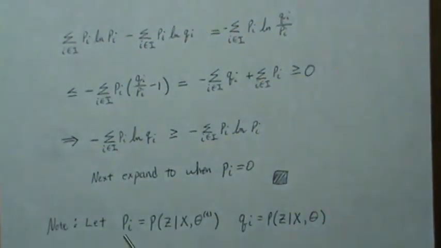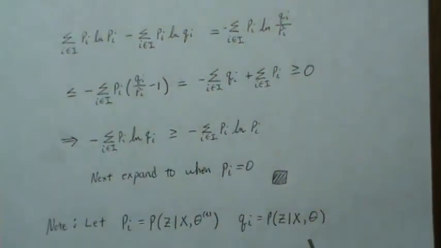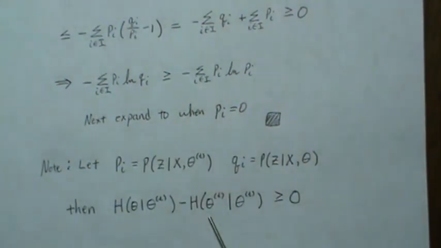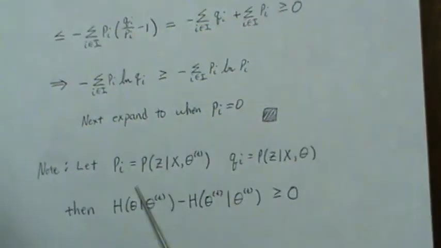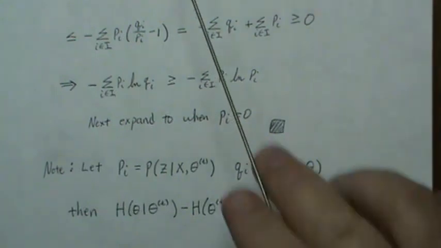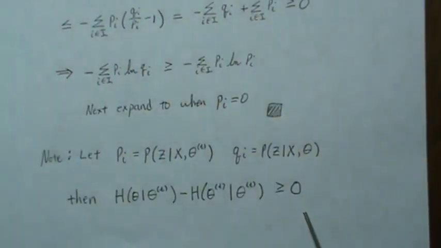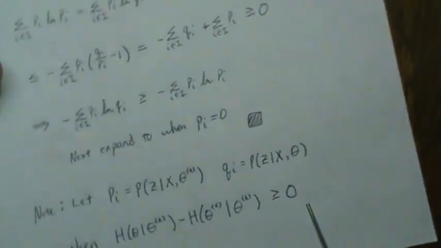Now, if we let p_i be this and q_i be this quantity, that's exactly this H minus H, where the H is evaluated at theta t. So this is always positive by the Gibbs inequality. Anyway, that means maximizing the Q function is equivalent to maximizing the log likelihood.